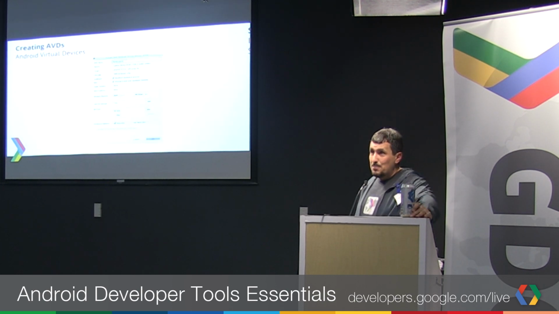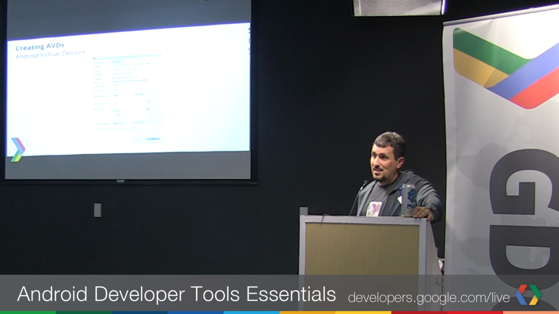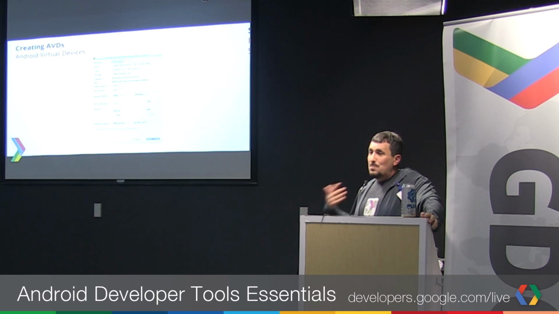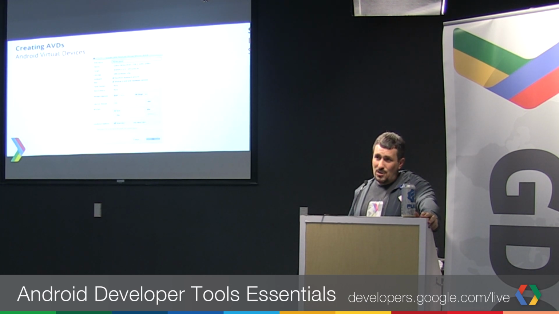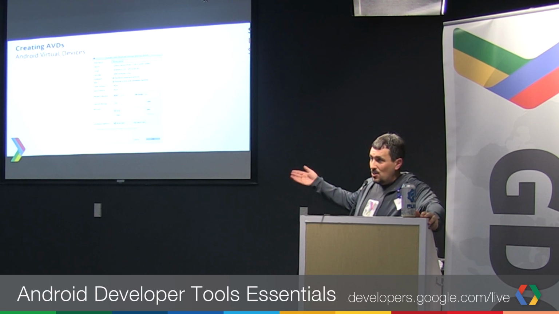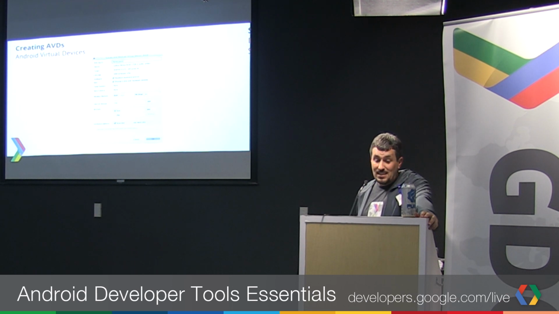Okay, so the first step when you're creating an emulator is you're going to create something called an Android virtual device. So this is basically just a representation of the physical device that allows you to specify a variety of different things that you want your particular emulator to look like. So you'll notice in this case I have it emulating a Galaxy Nexus.